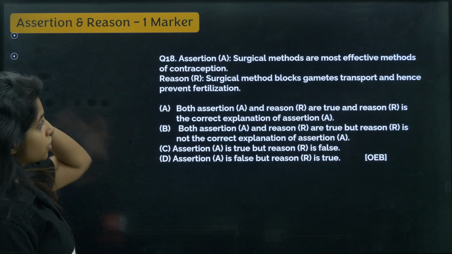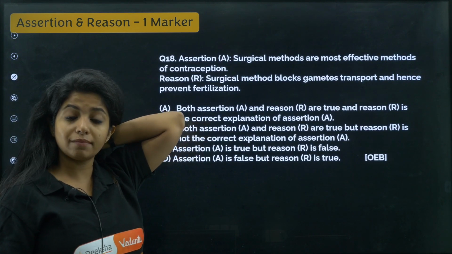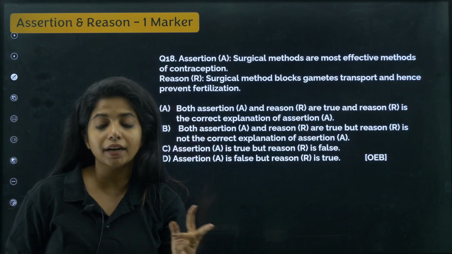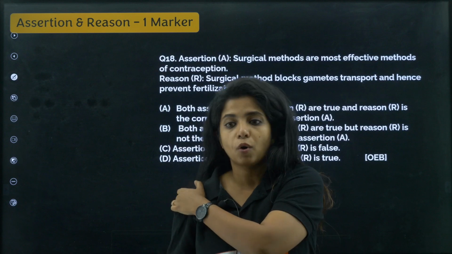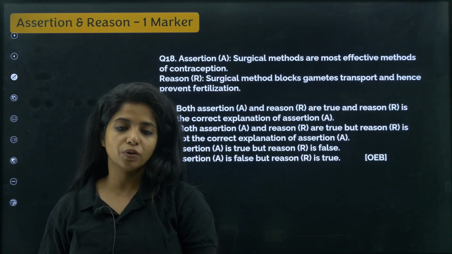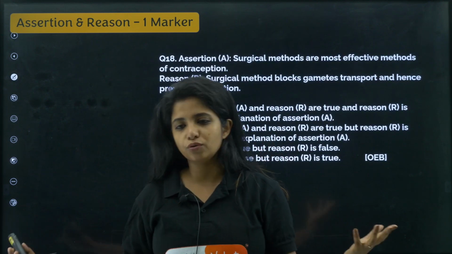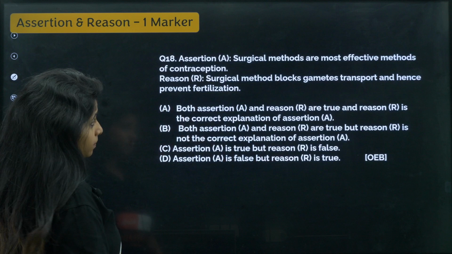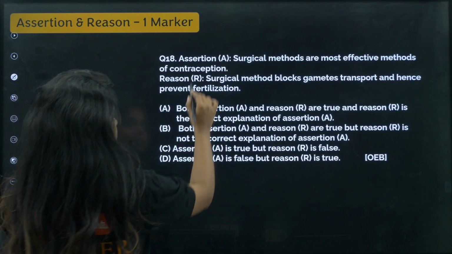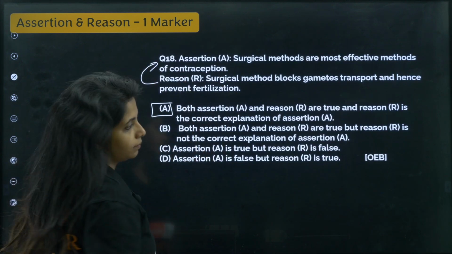Next question. Surgical methods are most effective methods of contraception. Are they the most effective methods of contraception, my dear children? Yes. Because in surgical methods, you are going to cut the ducts which transport the sperm or the ovum. If there is no duct to transport it, obviously it won't go and hence fertilization would not happen. Only if they meet will fertilization happen. Here you are cutting and tying, so there is no way. This is the most effective method. Surgical method blocks gamete transport and hence prevents fertilization. That is also true. So I'll say assertion and reason are true, and the reason explains the assertion as well.